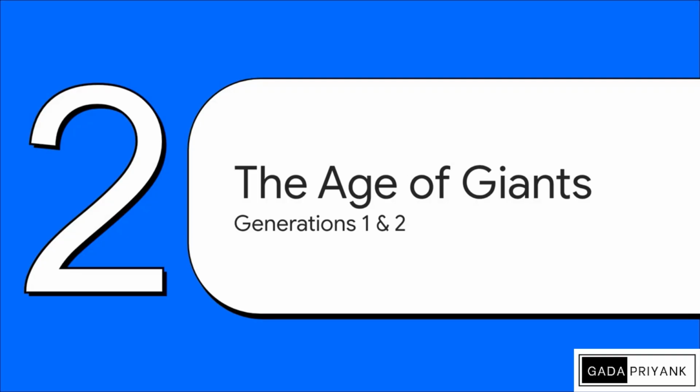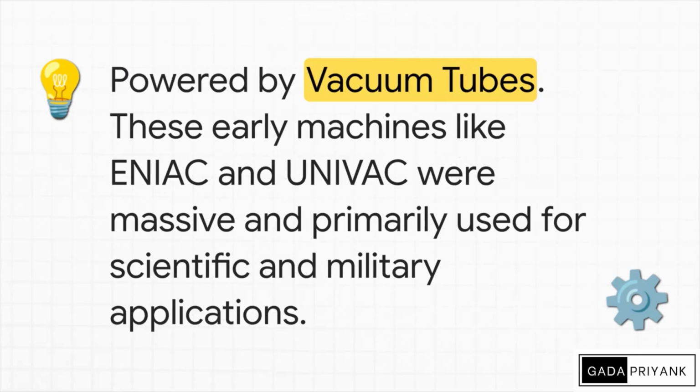Okay, let's go all the way back to the beginning, a time when computers weren't just big, they were practically buildings. We are talking about the true age of giants. The very first computers, machines with names you might have heard of like ENIAC and UNIVAC, ran on thousands upon thousands of delicate, glowing vacuum tubes. These were basically light bulbs that could think, and they laid the groundwork for literally everything that was to come.